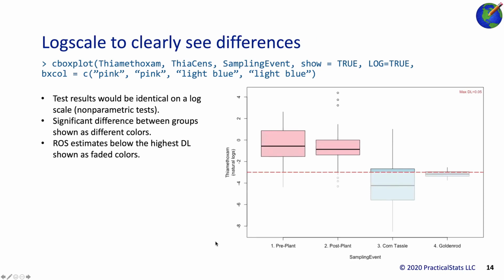You can also do things like put the Y variable on the log scale to see things better and color the boxes based on the results of your pairwise comparisons, so that the boxes with the same colors are not significantly different and the boxes with different colors are. So there's a lot of ways that you can do things with the C boxplot command, the censored boxplot command.